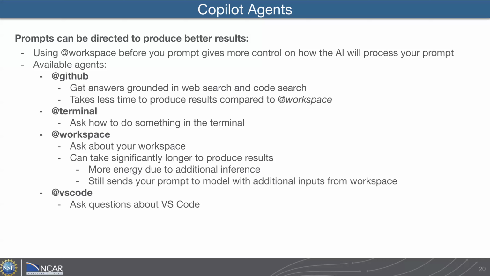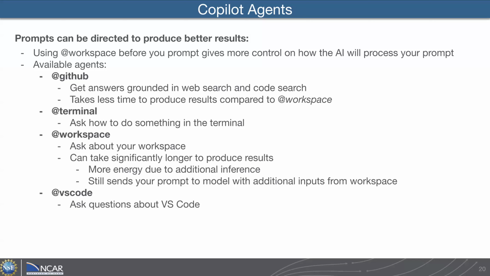But for example, workspace, this actually takes quite a bit longer to query and produce results. And part of that is due to there's additional inference. It's looking at what's available in that workspace. But it does still end up sending your prompt with that information to the model itself. So there's still that additional baseline of the prompt and the energy that it uses.